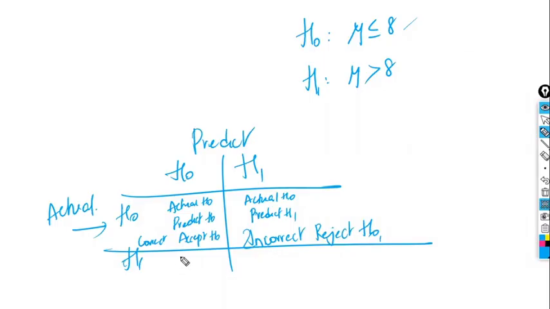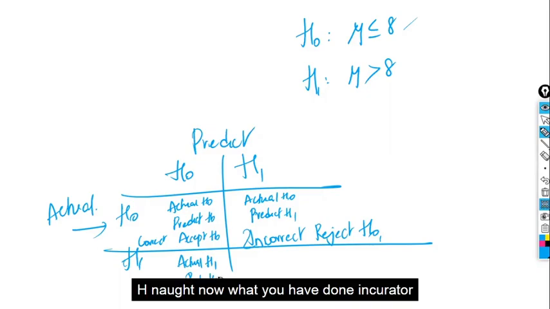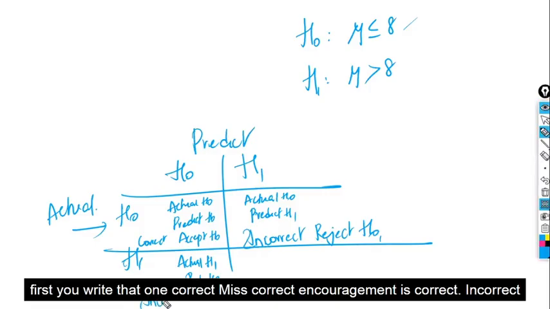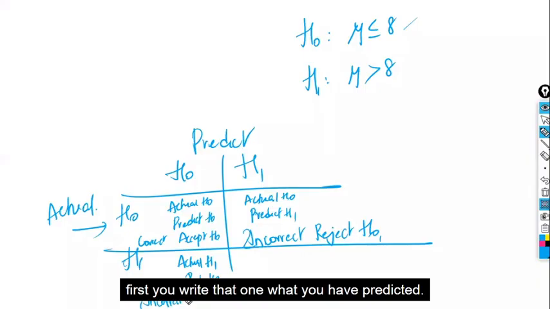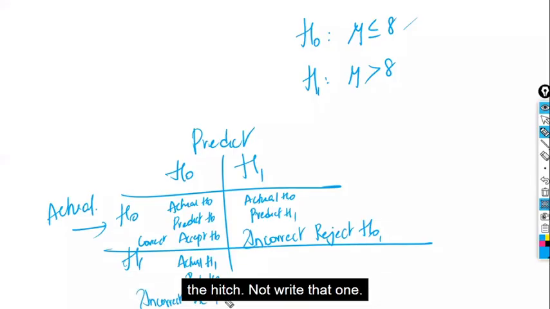Now this one, actual is with respect to H1 and you have predicted H naught. What have you done? Incorrect or correct? First you write that word. Correct means correct, incorrect means incorrect. What have you predicted? H naught, which means you are accepting the H naught. Incorrectly accepting the H naught. Write that one.